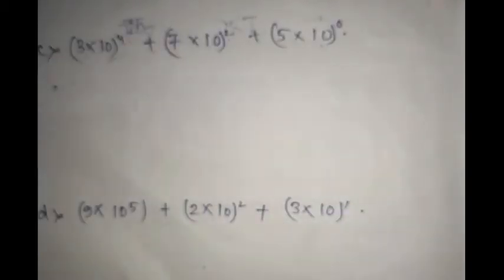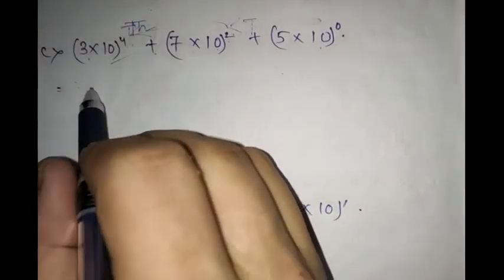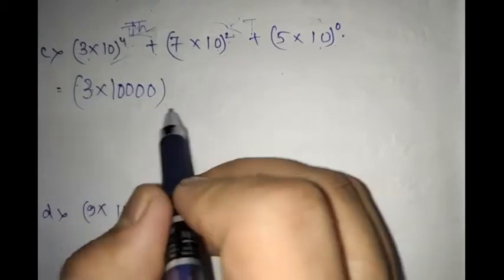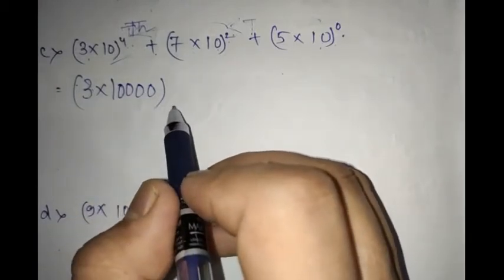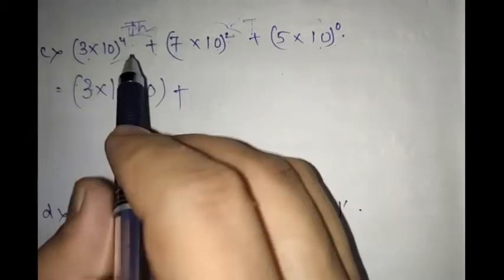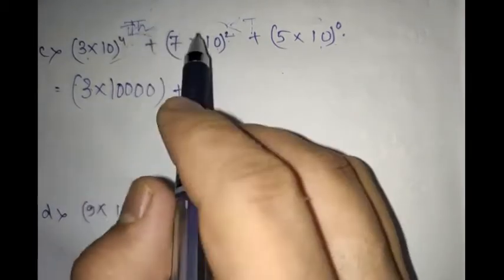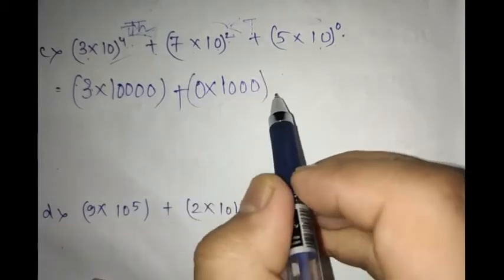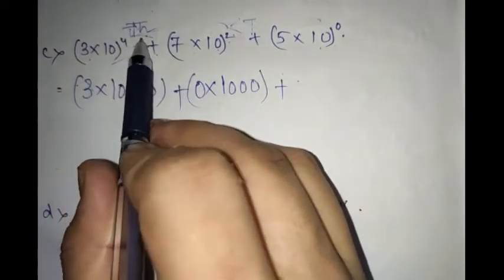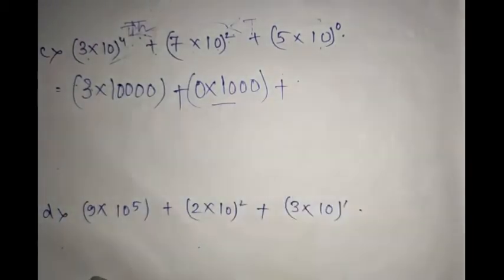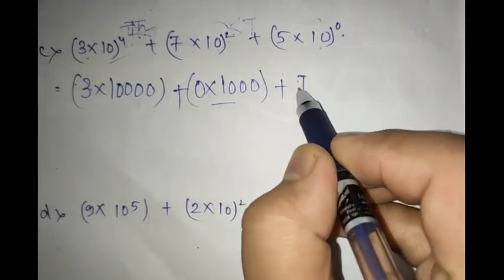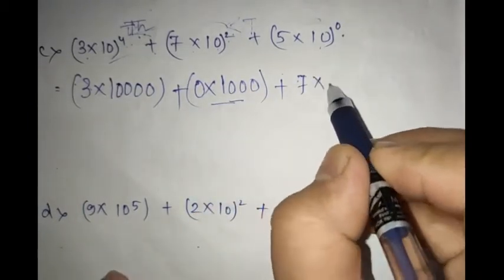So now what we are going to do here is, first of all, expand this: 3 into 10,000. Which place is missing? The 1000 place is missing, so you will multiply that with 0, 10 to the power 3. Even if it is not mentioned, you have to write this. I hope you understood in part B why it is very much important, mandatory, to write this notation. Okay, so 7 into 100.